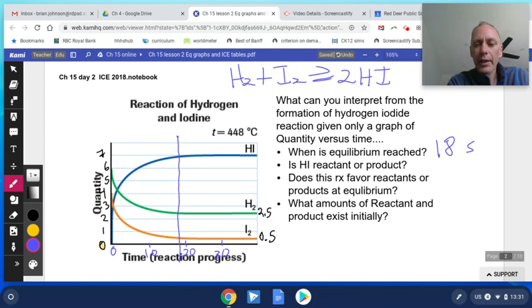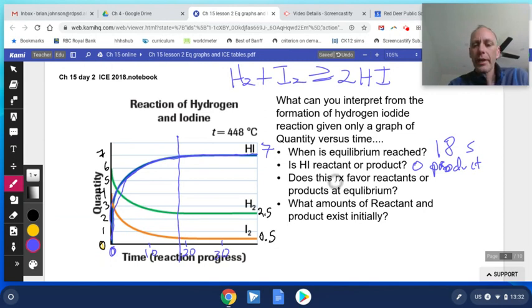Is hydrogen iodide the reactant or the product? If you trace hydrogen iodide back, it started off as 0. So in this case, there was no product, hydrogen iodide. There was zero product. But as time progressed, the hydrogen iodide started to build up. And then at equilibrium, we would say there was 7 moles of hydrogen iodide.